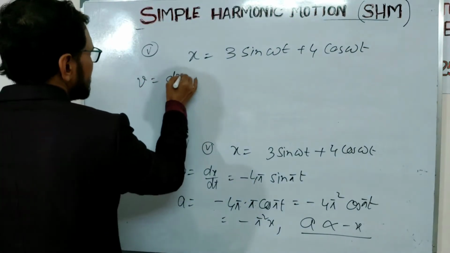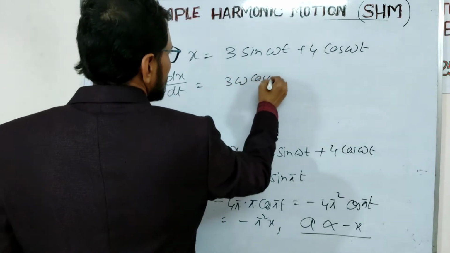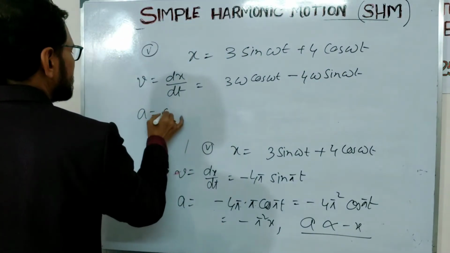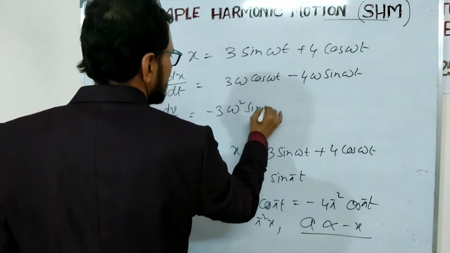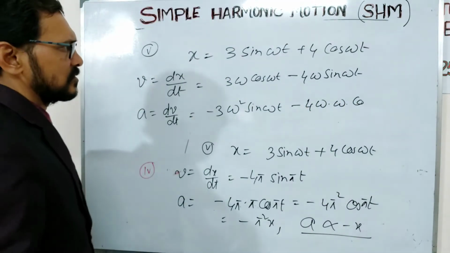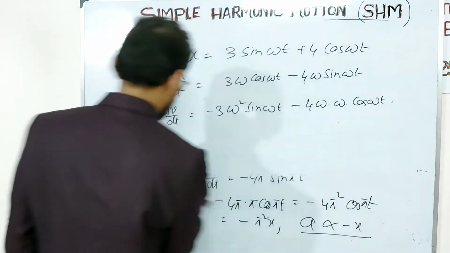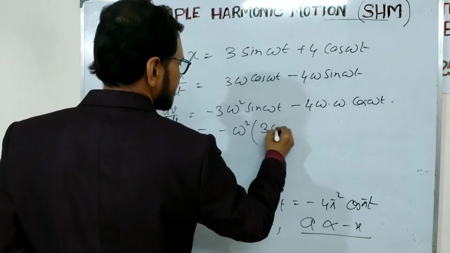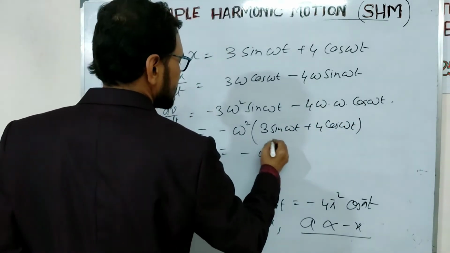v equals dx by dt. dx by dt equals 3 omega cos omega t minus 4 omega sin omega t. Now acceleration equals dv by dt, so this equals minus 3 omega square sin omega t minus 4 omega into omega cos omega t. So this equals minus omega square times (3 sin omega t plus 4 cos omega t), which equals minus omega square into x.